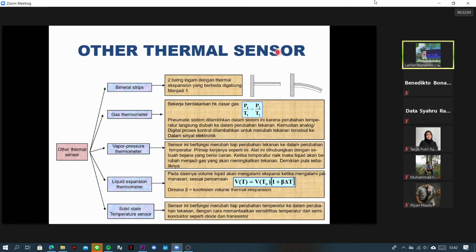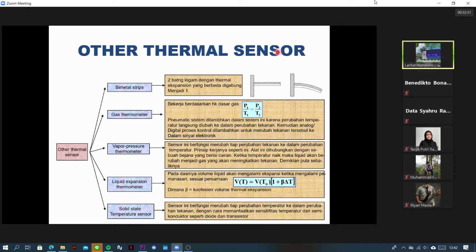And how about other thermal sensors? So in the book of Curtis Johnson, you may find RTD, thermistor, and also thermocouple. There is a thermocouple in the book of Curtis Johnson. So I was mistaken before. There is thermocouple in the book.